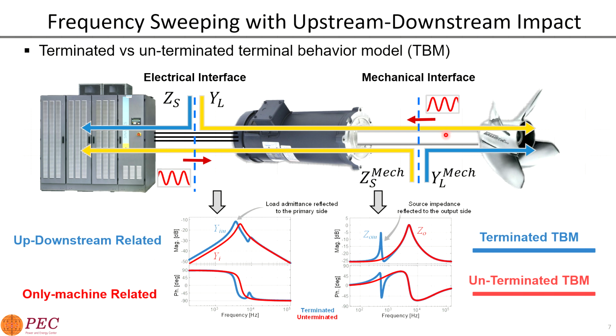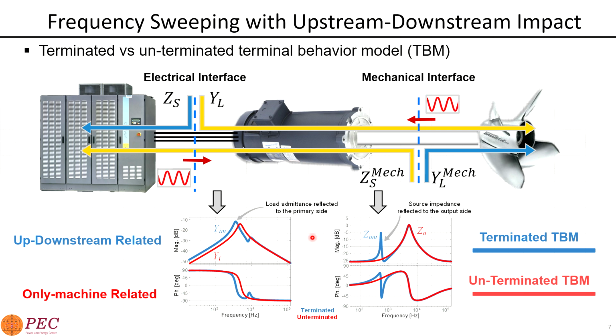But usually when we perturb the system, it is always connected with the upstream electrical motor drive and downstream mechanical load. So the simple ratio between the input and the response not only contains information for the machine itself, but also upstream and downstream impact. We really want to decouple those upstream and downstream impacts. So today I will show you how we theoretically derive the method and do the experimental extraction.